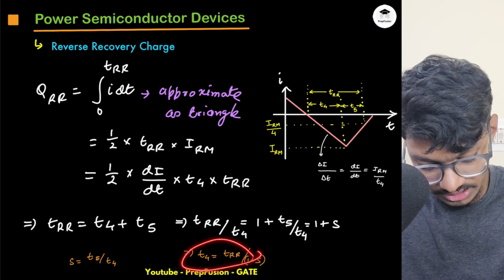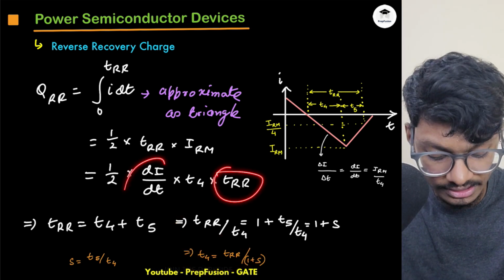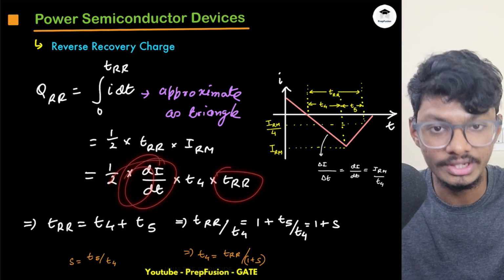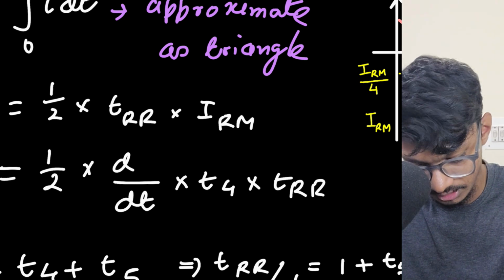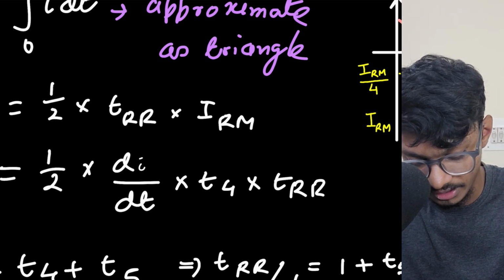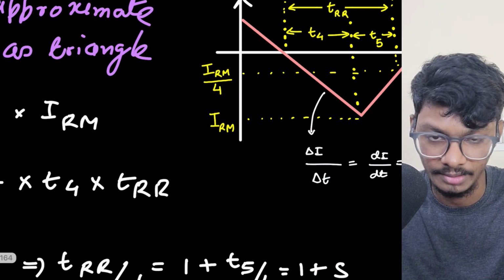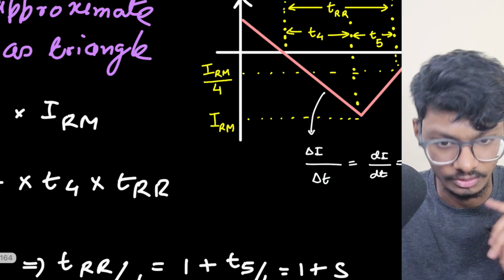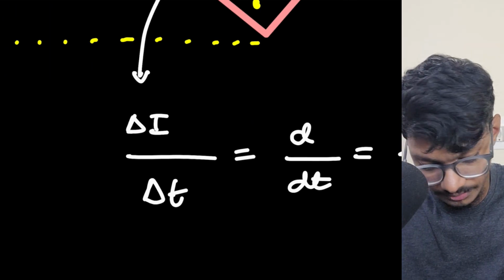So I can replace this T4 here, and everything will be in terms of TRR and di by dt. di by dt is also an important parameter. I write this in small, not in capital. It is an important parameter for a diode and many power switching devices. We'll understand the significance later on, don't worry.